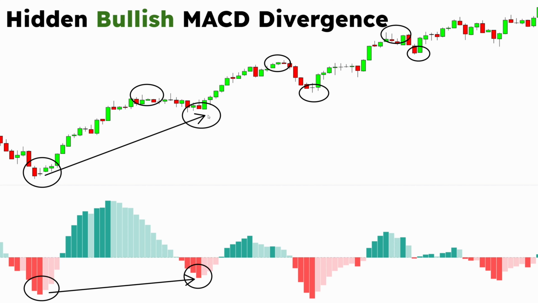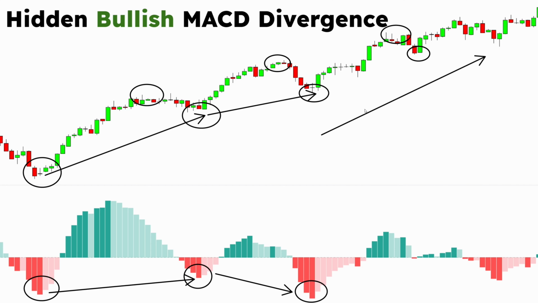But if you take a look at the next low, we can see that from this point to this point, the price clearly prints once again a higher low. But if you go down and focus on the MACD, we can clearly see that the MACD prints a much lower low. This right here is a hidden bullish divergence and indicates a continuation here to the upside.